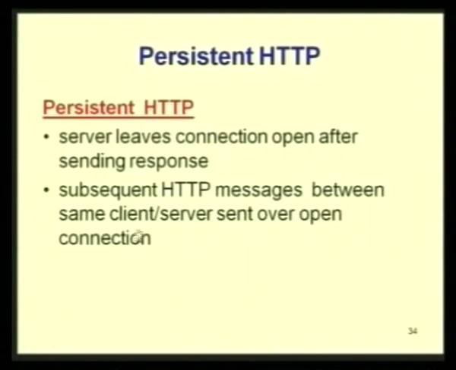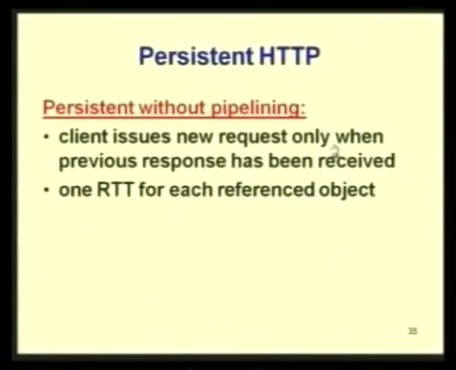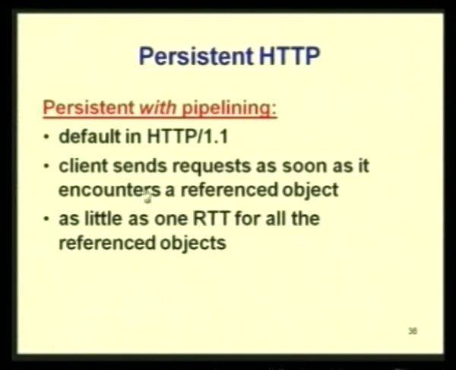The other option is the persistent HTTP. Here the server leaves the connection open after sending the response, and subsequent HTTP messages between the same client and server are sent over the open connection. So again in persistent HTTP we have two modes of operation. One is without pipelining and one is with pipelining. Without pipelining, the client issues a new request only when the previous response has been received. So you will require one RTT for each referenced object.